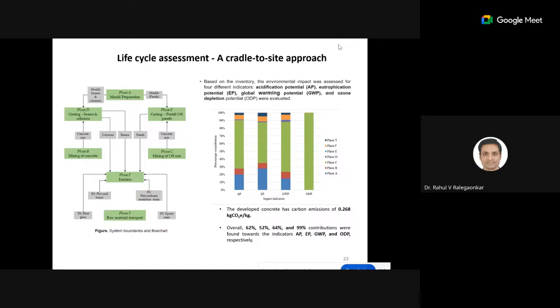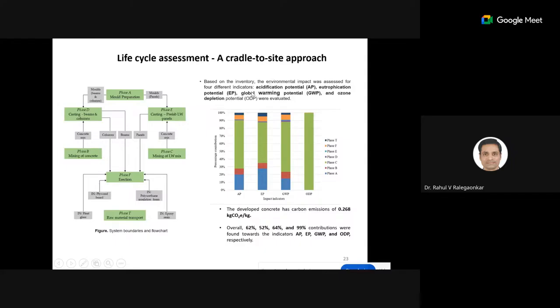OpenLCA is again one of the tools which is available to a larger extent. Earlier we used to use Athena and all. There were few tools which were available, but now this is one of the tools where you try to model your entire structure and then check the impact in terms of how the carbon emissions are or can be controlled. And here you have certain potentials.